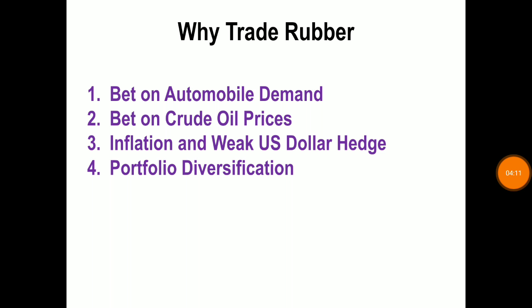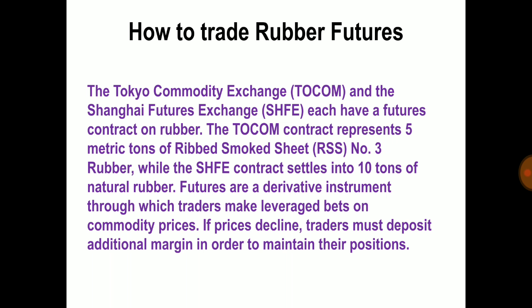How to trade rubber? Traders have a limited number of easy options for gaining exposure to rubber prices. That includes rubber futures, rubber options, CFDs and ETFs. How to trade in rubber futures? The Tokyo Commodity Exchange and the Shanghai Futures Exchange each have a futures contract on rubber. The Tokyo Commodity Exchange contract represents 5 metric tons of ribbed smoked sheet number 3 rubber, while the Shanghai Futures Exchange contract settles into 10 tons of natural rubber.